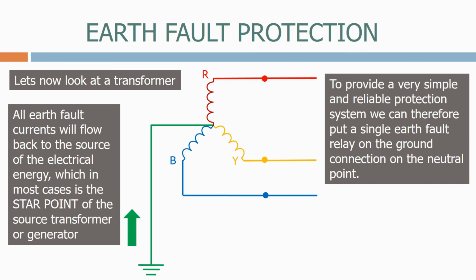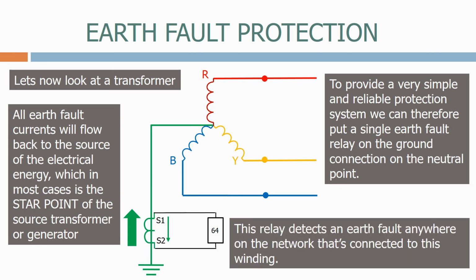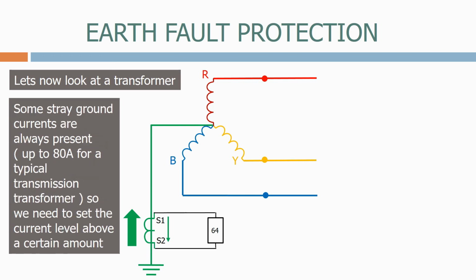To provide a very simple and reliable protection system, we can therefore put a single earth fault relay on the ground connection on the neutral point. This relay detects an earth fault anywhere on the network that's connected to this winding. Some stray ground currents are always present, up to 80 amps for the typical transmission transformer, so we need to set the current level above a certain amount.